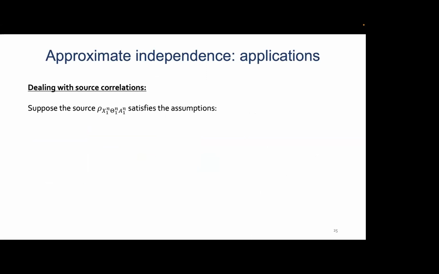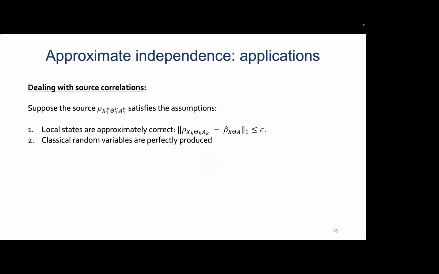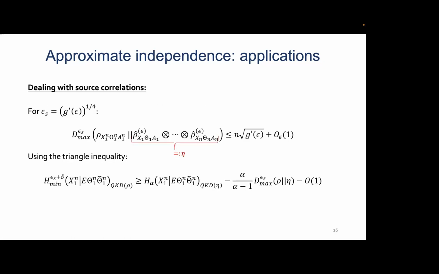I'm going to show you the bad way of solving this problem because the good way requires more work. For the bad way, we assume that the source satisfies these 2 assumptions. What these essentially say is that the classical random variables used in the protocol are correctly produced, and the state produced by the source in the kth round of the protocol is almost correct, which is this one. Under these conditions, you can basically reduce this problem to the approximately independent register scenario. And importantly, you can prove a smooth max divergence bound like this.